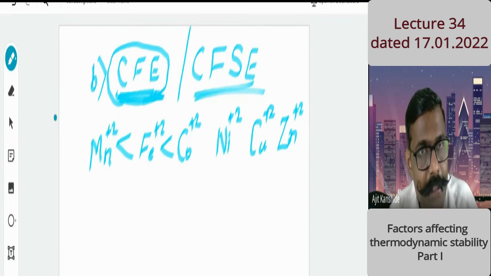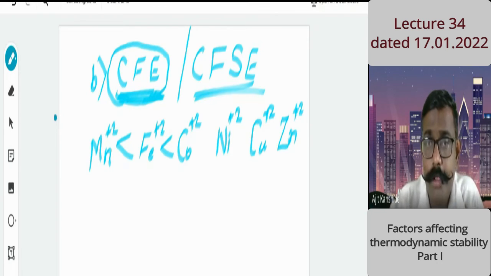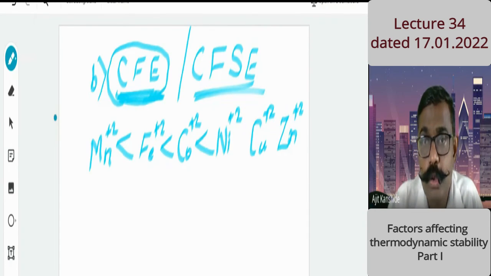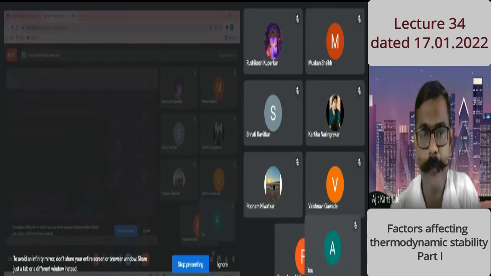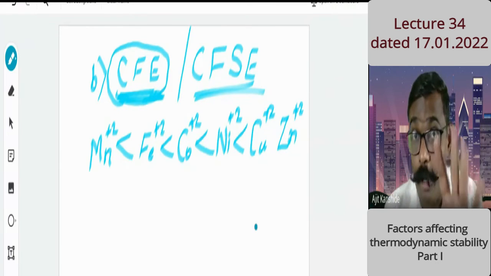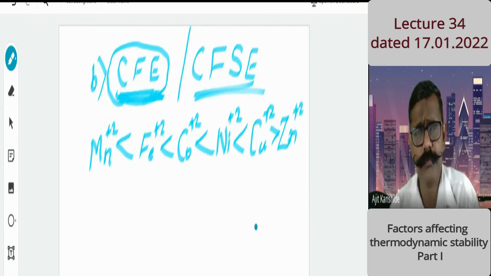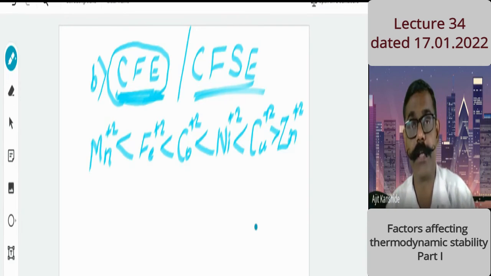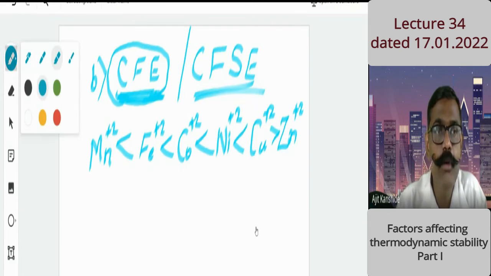Are you understanding what I'm saying? Co plus 2 is less stable than Ni plus 2. Ni plus 2 is less stable than Cu plus 2. It is a practical observation I am saying. And it is found that Zn plus 2 is less stable than Cu plus 2. Listen to what I am saying. Afterwards, we'll conclude why that variation is there. The answer is in electronic configuration.